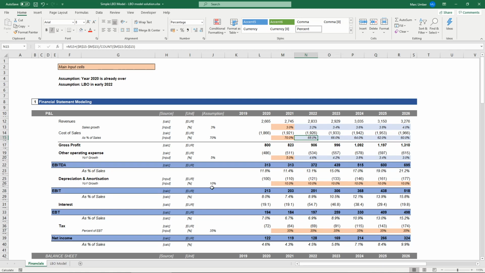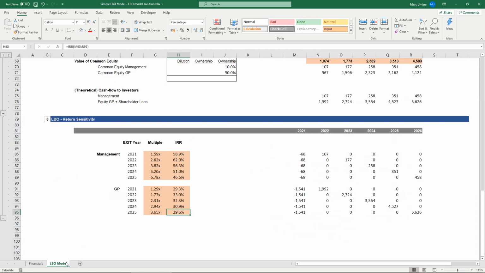Now let's take a look at the profitability. And now we have a highly profitable LBO. If we sell in 2024, the management will make a cash multiple of 5.2 and an IRR of 51%, while the general partner makes a multiple of almost 3 and an IRR of 30.9%. Now you have a decision-making tool where you can test various scenarios and see the impact that your changes have on the profitability of this buyout.